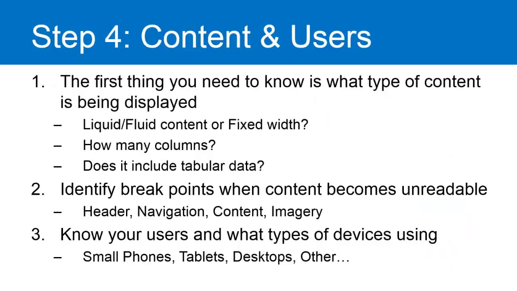Step number four: content and users. You need to understand what type of content is being displayed on your site, whether it's fluid or liquid content that expands the window as needed, or whether you have a fixed width, and that's based on the base visual design of your site. How many columns of content are being displayed? Is there tabular data like tables, or lists that have a lot of columns? It's really important to understand that information so you can identify the breaks of information.